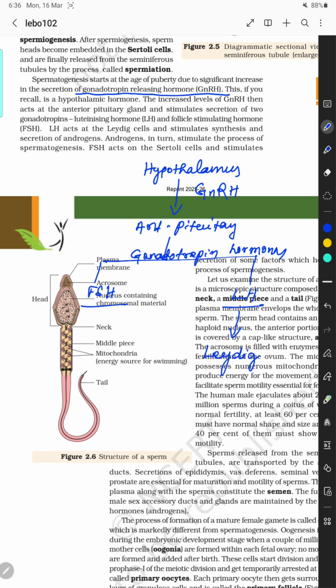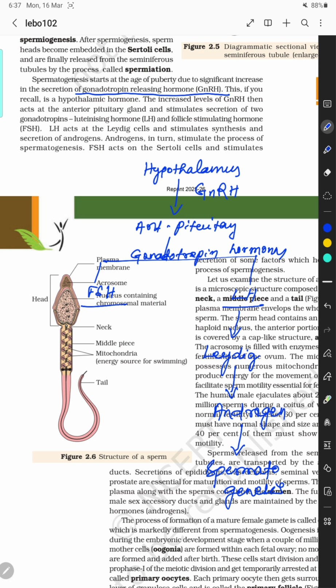What is a Leydig cell? If you remember, Leydig cells are the cells present in between the seminiferous tubules. So LH acts on the Leydig cell and stimulates the synthesis and secretion of androgen, and this androgen stimulates spermatogenesis. If the hormonal control is asked in the exam, you can give it schematically as I have given here.